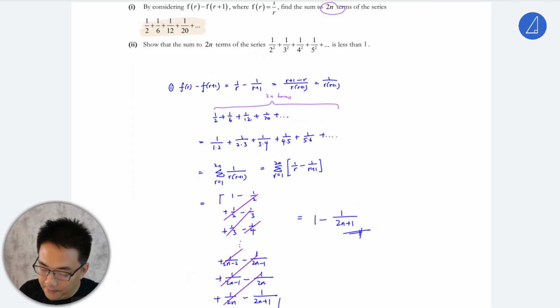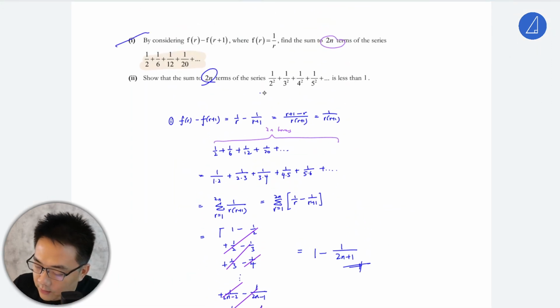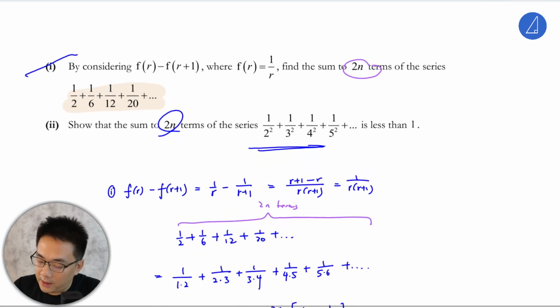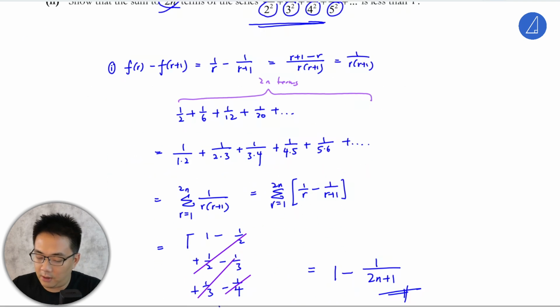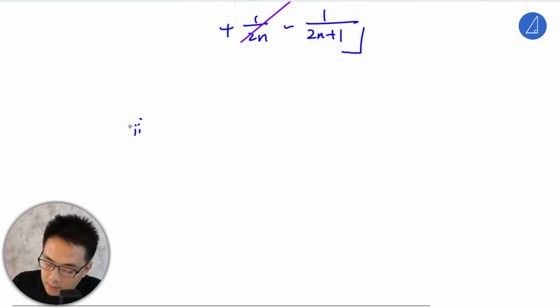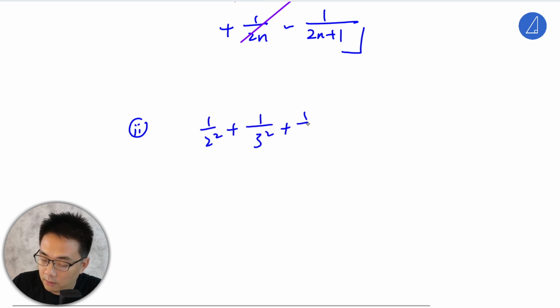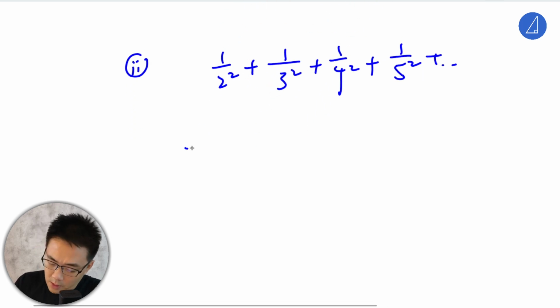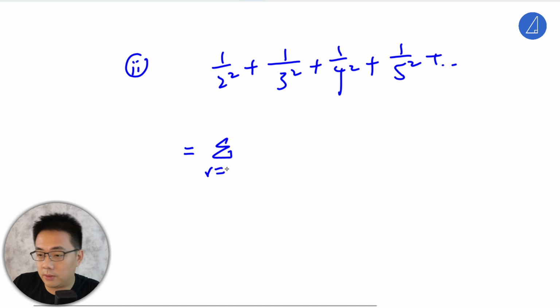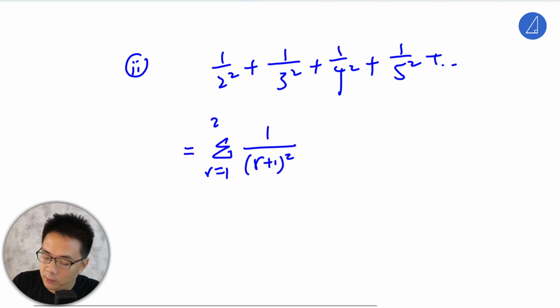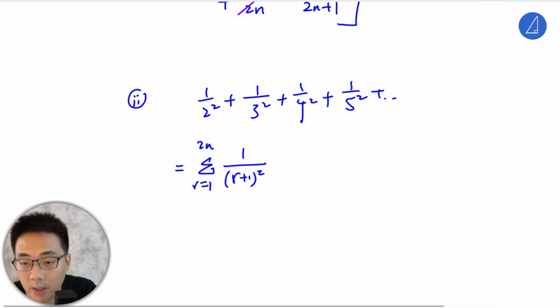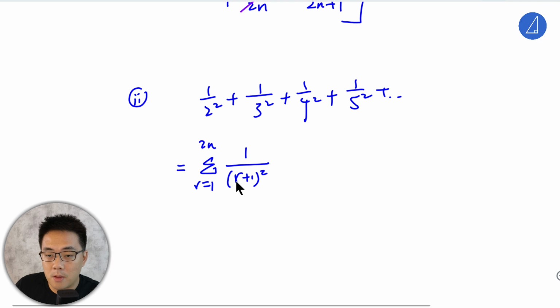Okay, let's look at the second part, which is to show that the sum of 2n terms of the series is less than 1. Now look at this very carefully. This is 2 squared, 3 squared, 4 squared, and 5 squared. So we just write it down nicely: 1 over 2 squared plus 1 over 3 squared plus 1 over 4 squared plus 1 over 5 squared. Just write it in sigma notation form. You realize that this is just the sum from r equals 1 to 2n, because you're talking about the sum of 2n terms. This guy is 1 over (r+1) squared.